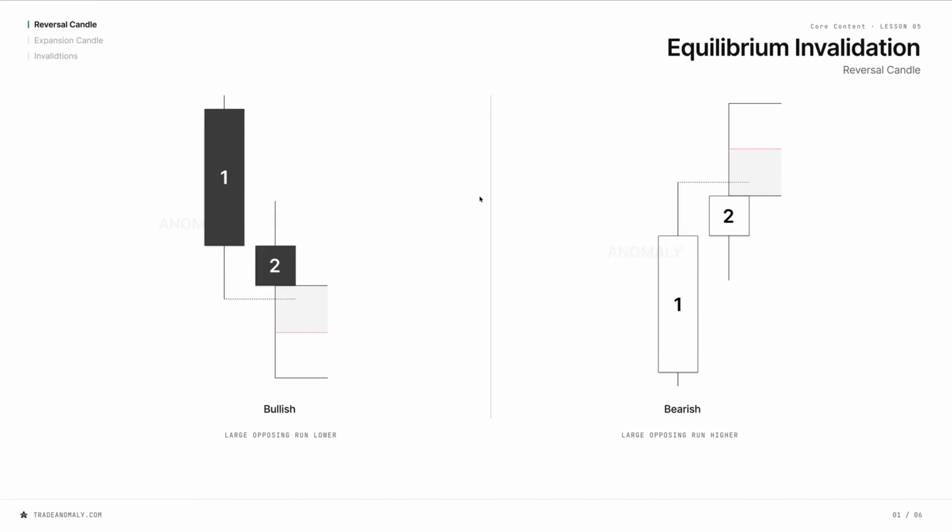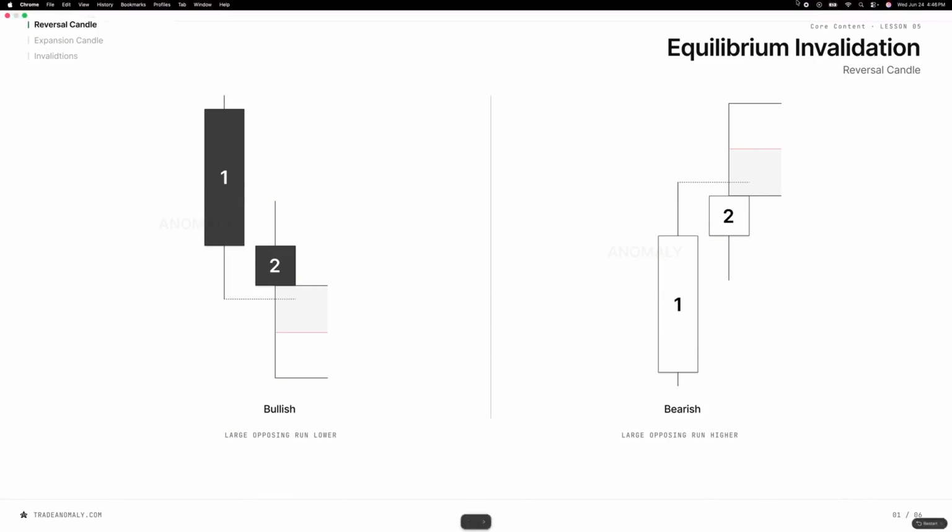So firstly, let's go over how to mark out our equilibrium and validations for a reversal candle. Once you have your C2 candle, in this case a bullish one, we mark out the entire wick, and the upper half is going to be our invalidation level. And for a bearish C2 candle, we're going to mark out the upper wick, and the lower half is going to be our invalidation level.